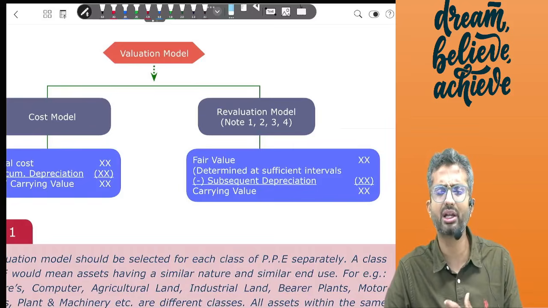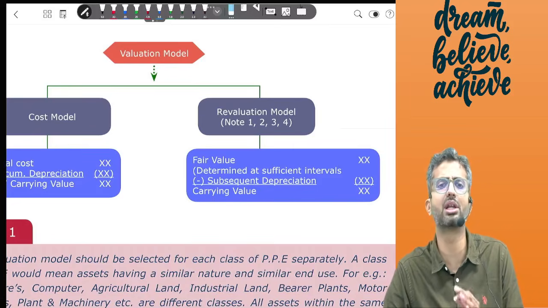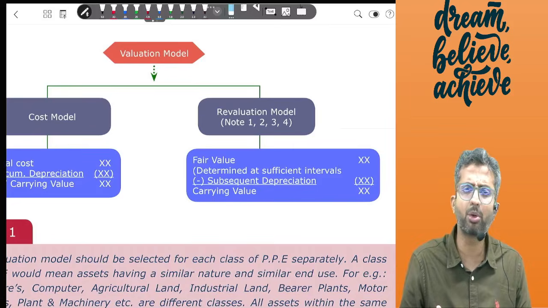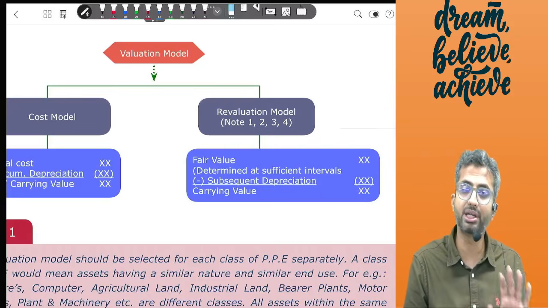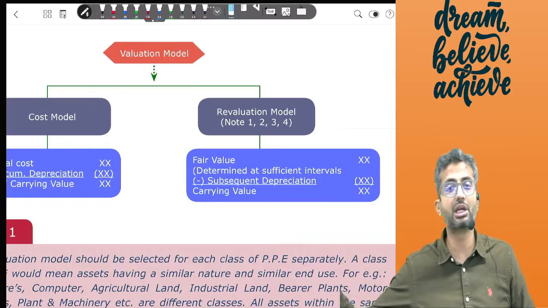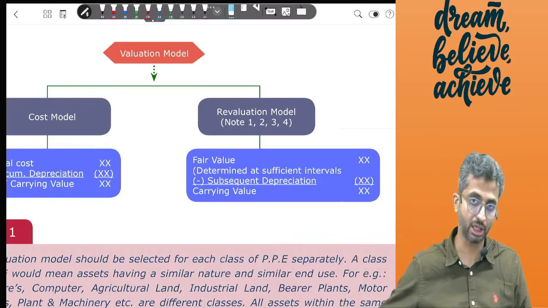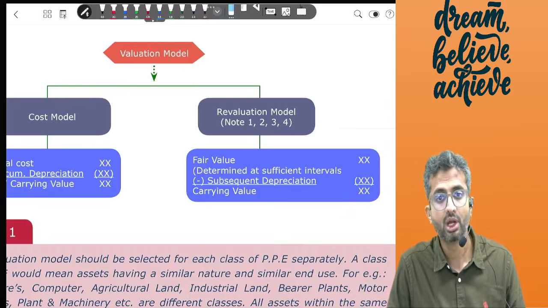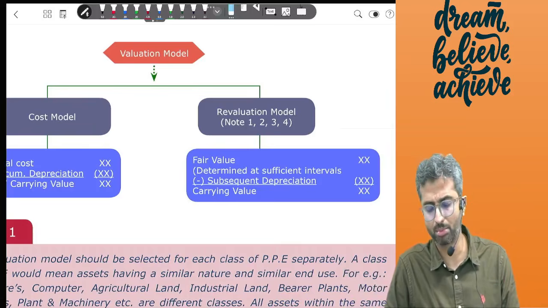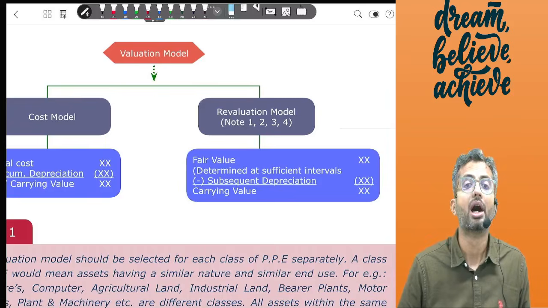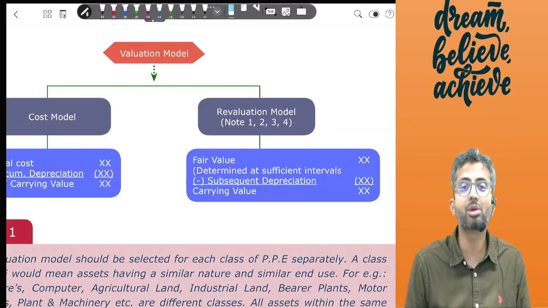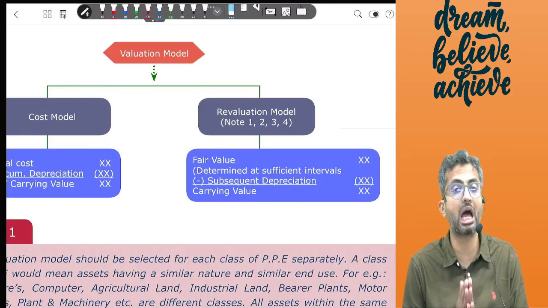So when I look at, let us say, a class of PPE having a similar nature and end use, like if I have 10 plots of residential building, all of them have a similar nature and end use. However, residential building plots have different nature and end use as compared to motor vehicles or furniture items. So I can very well follow the revaluation model for residential plots, at the same time follow the cost model for, let us say, furniture. So the revaluation model or cost model has to be selected for a class of PPE.